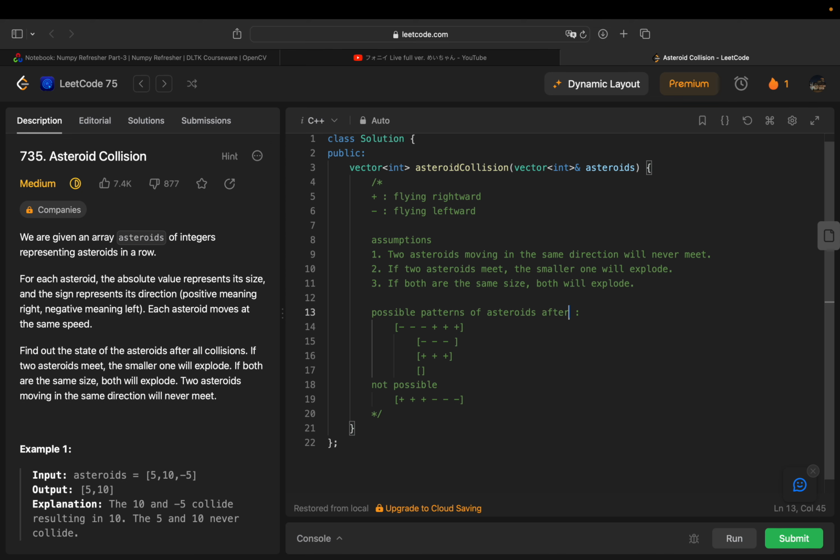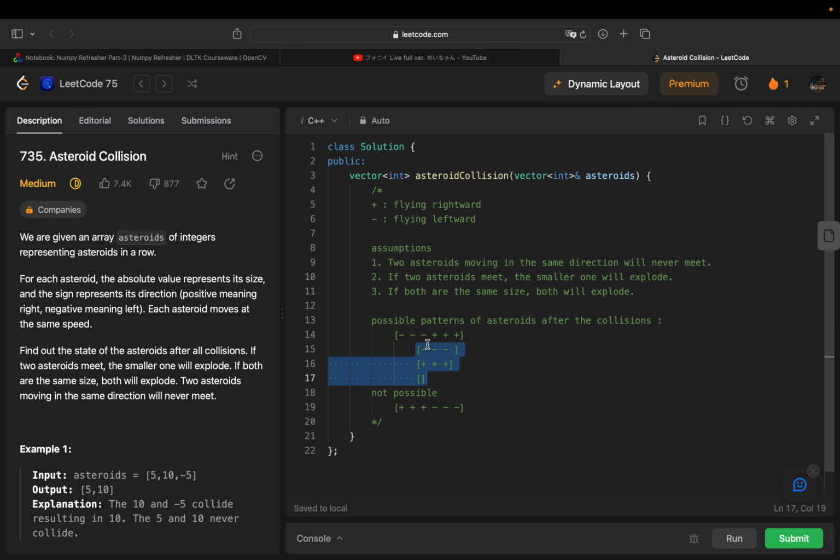after the collision are the asteroids flying leftward, followed by the asteroids flying rightward. These three special cases are just subcases of the general case. What pattern is not possible is when an asteroid flying rightward is on the left-hand side. In this case, the two will collide and some explosion happens, so this will not be the final state.